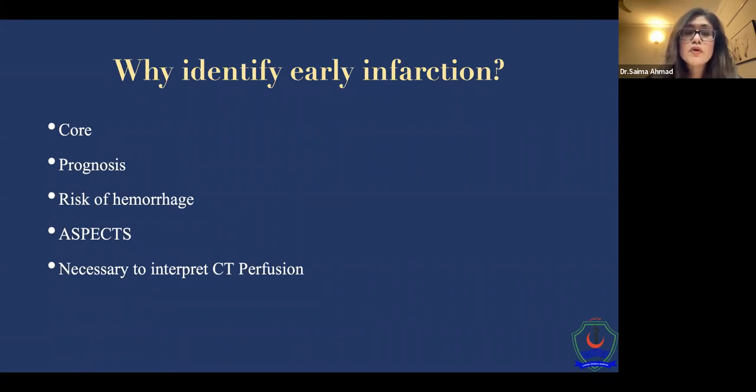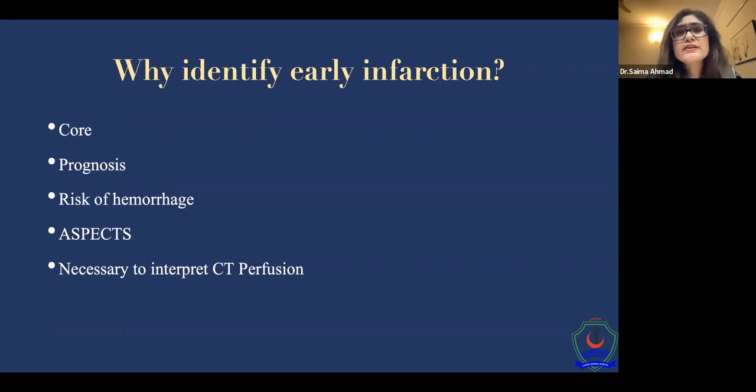Because we want to know about the core. Why do we want to know about the core? We want to know about the core because the core is already dead tissue, and when we have a large amount of the already dead tissue, there will be an increased incidence of symptomatic hemorrhage later on. And then we need to look at the ASPECTS.